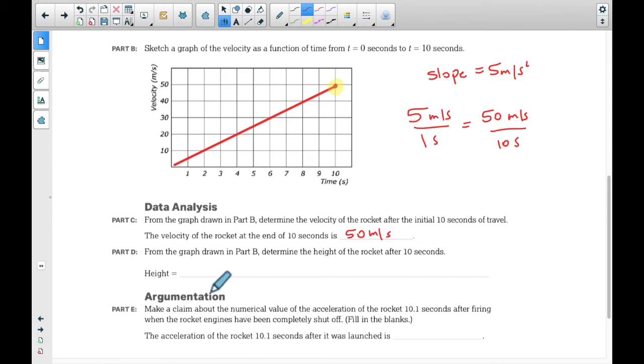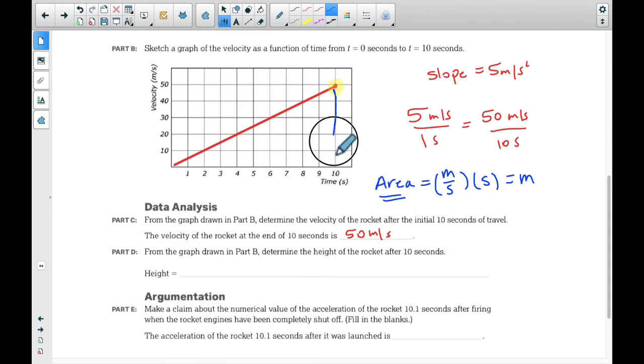Another question. From the graph, again, we're looking at the graph, determine the height of the rocket after 10 seconds. Okay, well, we have to think about that. Where's the height going to be coming from? If we're looking at this graph, the area would be length times width, or base times height, or whatever you want to call it, but it's going to be meters per second times seconds. That is equal to meters. And so that's what we need to do, is we need to find the area of this.